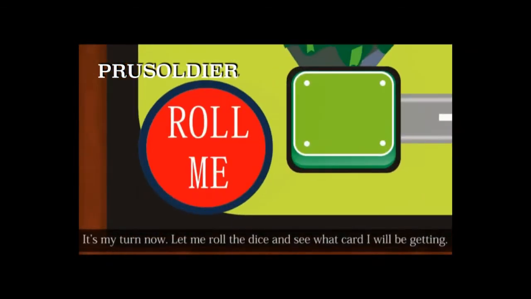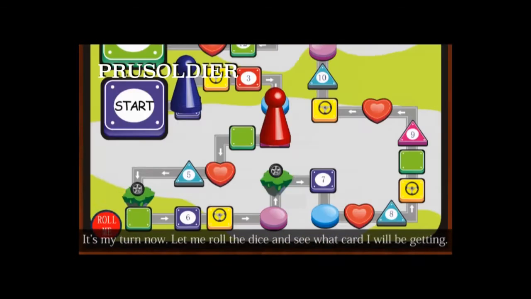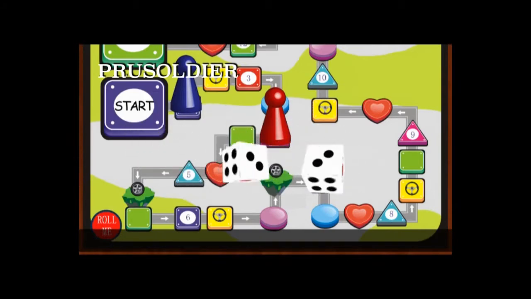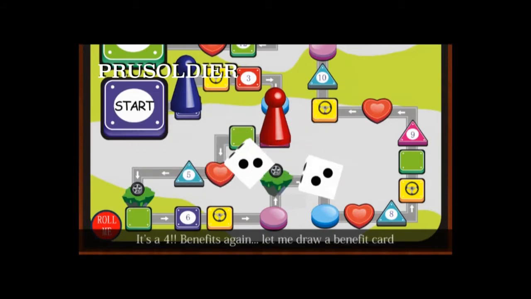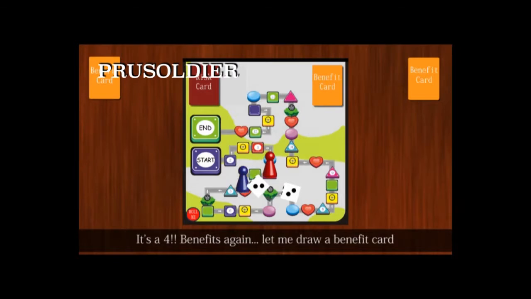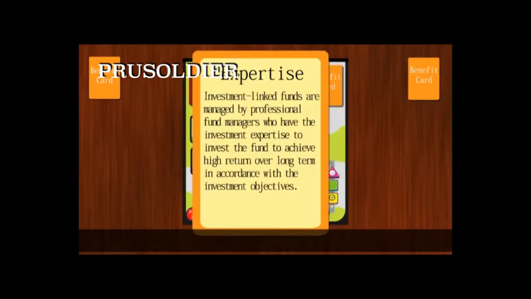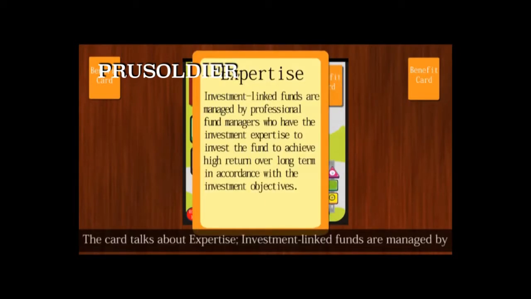It's my turn now. Let me roll the dice and see what card I'll be getting. It's a 4! Benefits again! Let me draw a benefits card. The card talks about expertise. Investment-linked funds are managed by professional fund managers who have the investment expertise to invest the fund to achieve high return over the long term in accordance with the investment objectives.